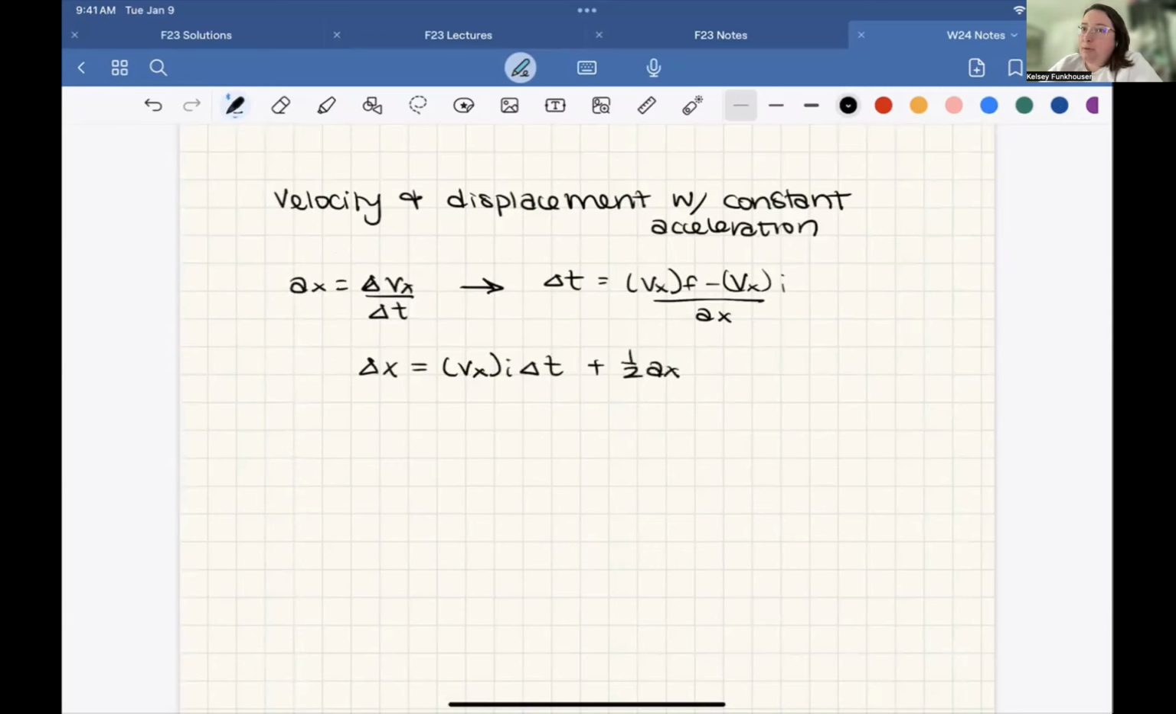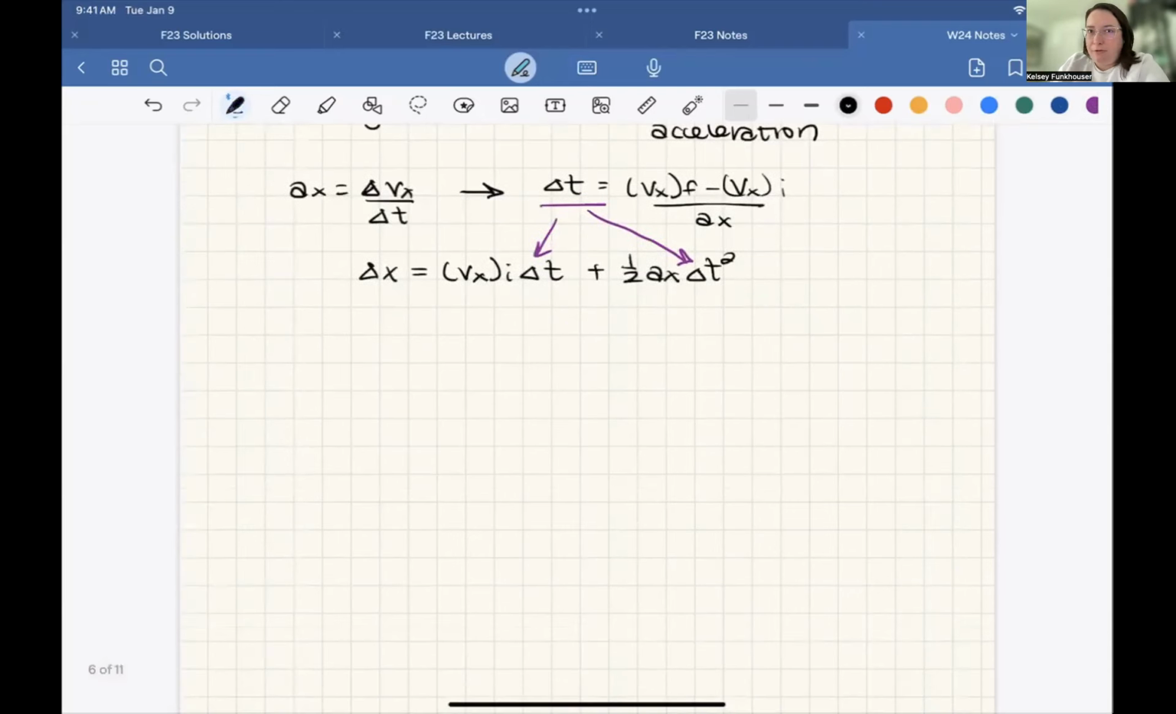And I'm not going to show all of the algebra for this because I don't necessarily expect you to be able to recreate this or anything. I just want to show you where these equations come from before you have to use them a bunch. So now we can just plug in delta t into both equations. And like I said, I'm not going to show all the algebra, but if you wanted to do it, feel free. But it gives us the final velocity squared equals the initial velocity squared plus 2 times the acceleration times the displacement.